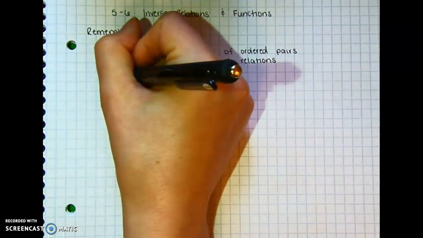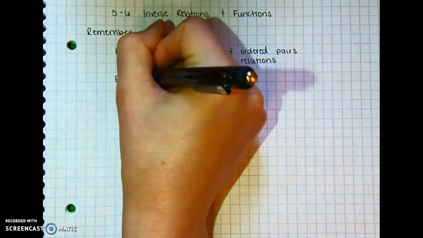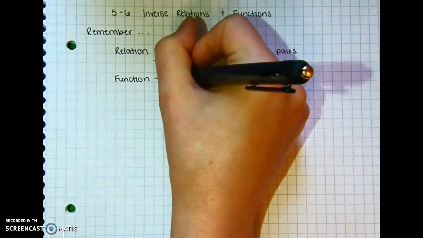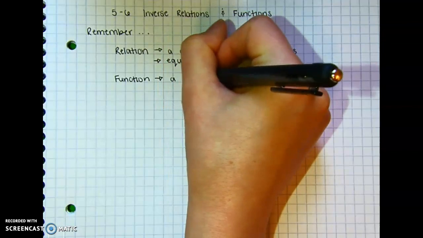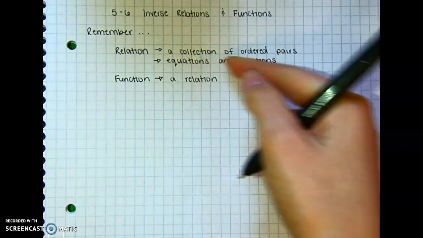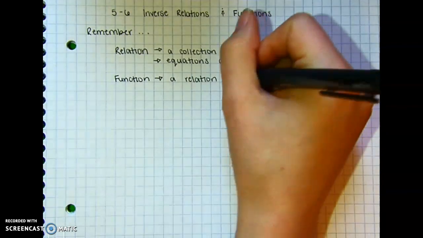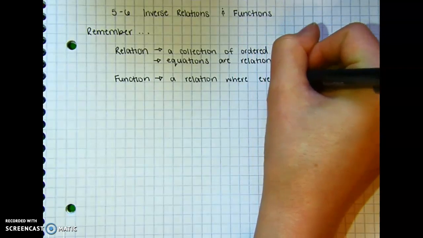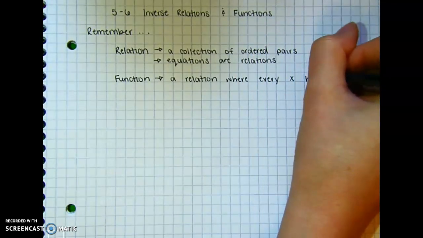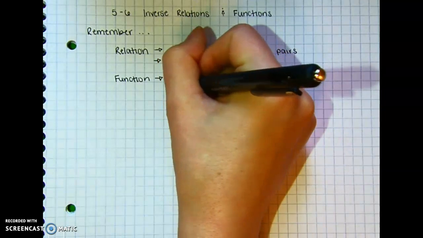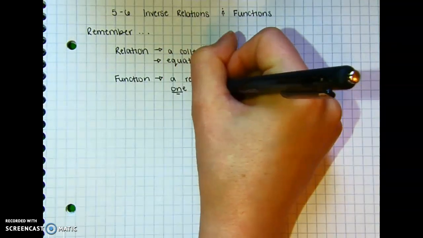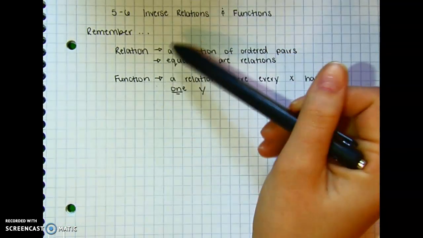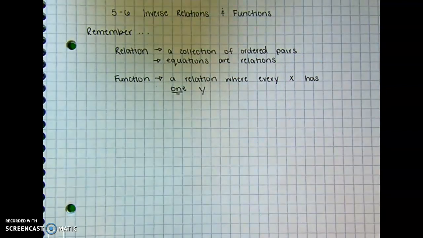Then let's remember the word function, which we use a lot, but remember the definition of a function. It's a relation. So it's already an equation. It's a relation where every x has one and only one y value. Every input has one output. So a function is always a relation. A relation is not always a function.